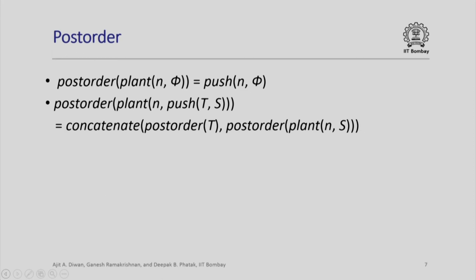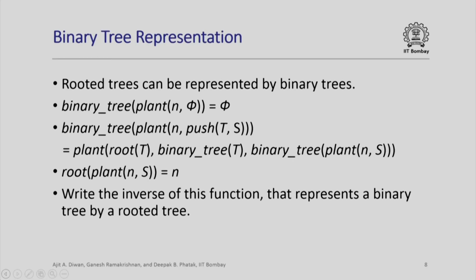Whereas for post-order we get a simpler definition: the post-order of the empty sequence is just obtained by pushing the root node in that, and if we push a tree T in the sequence S, then we first traverse T in post-order and then take the post-order of the remaining sequence planted at root N. So this is a more compact definition than pre-order for a general rooted tree.